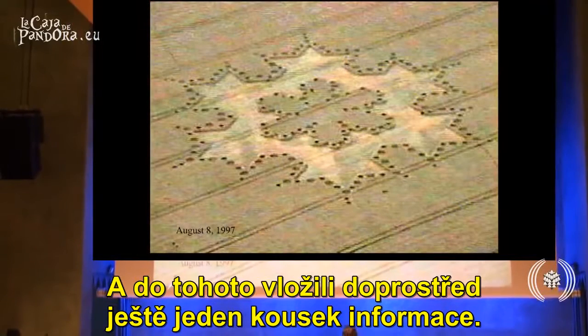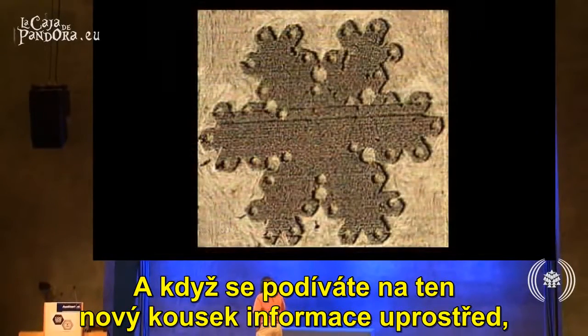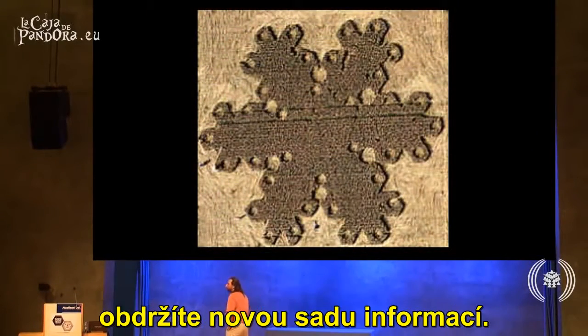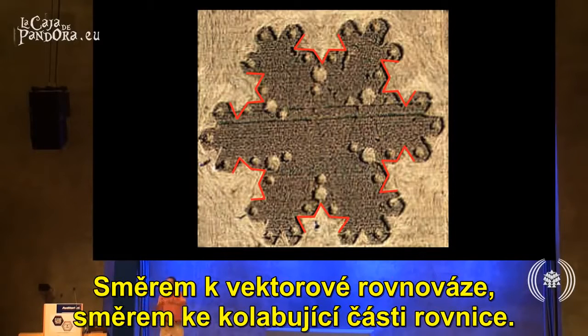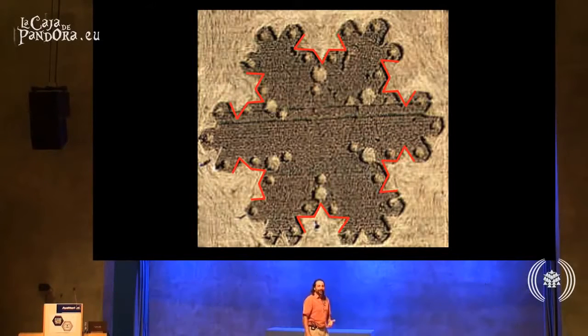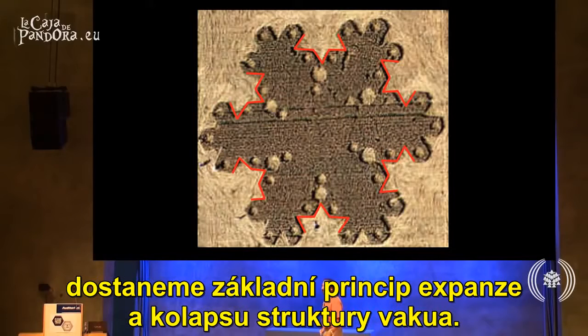And this one, they put another piece of information in the middle. And when you look at that new piece of information in the middle, you get a whole new set of information. And guess what it is? It's the same geometry, but going inwards, going towards the vector equilibrium, going towards the collapsing part of the equation. So in 2 crop circles, after the question was asked, what do we need to know? We have the fundamental principle of the expansion and collapsing function of the structure of the vacuum.